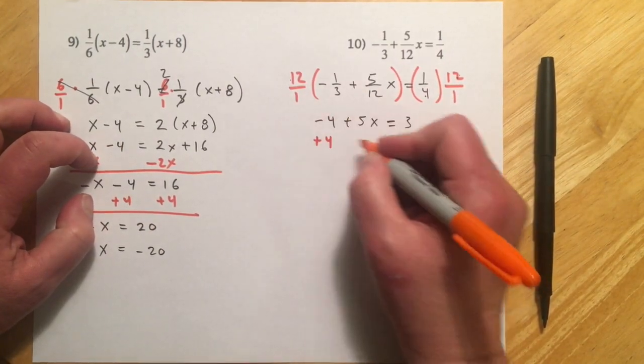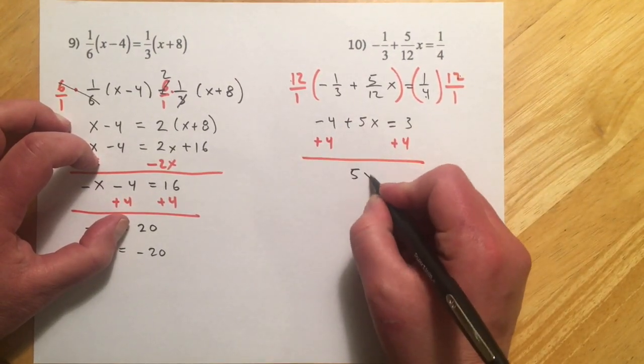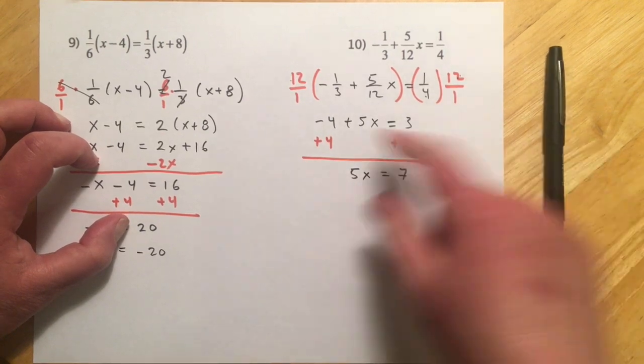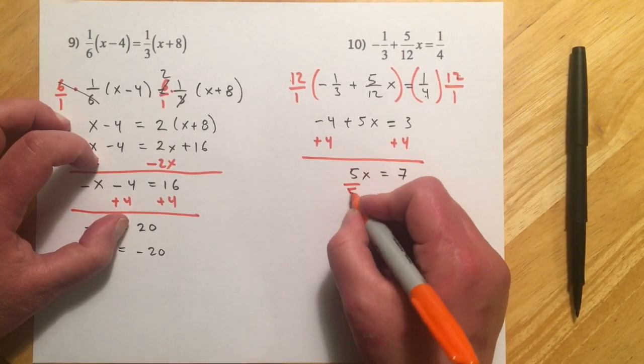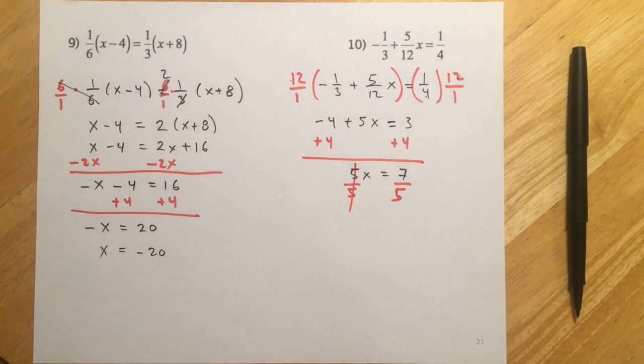So we'll add that since it's a negative. And I can just divide the 5 and I got it. And so x equals 7/5.